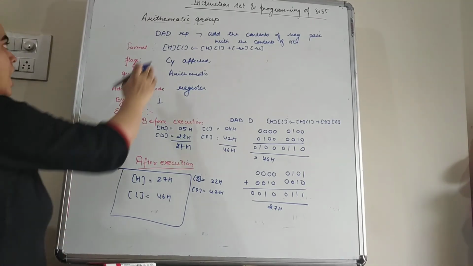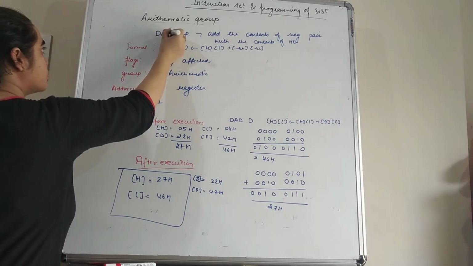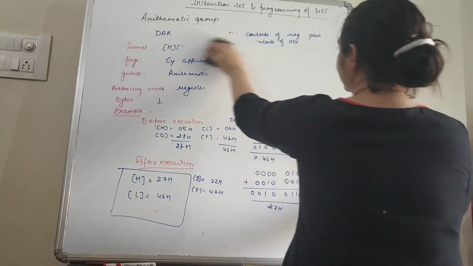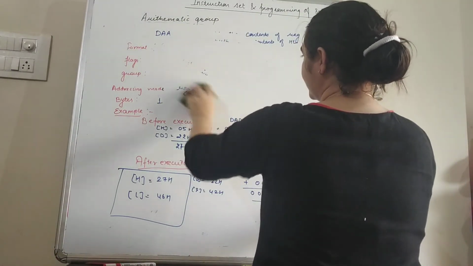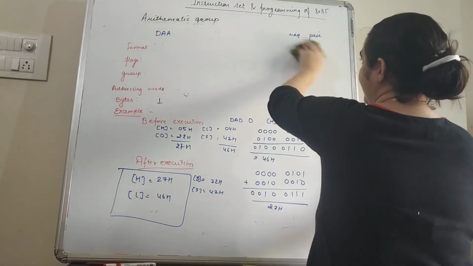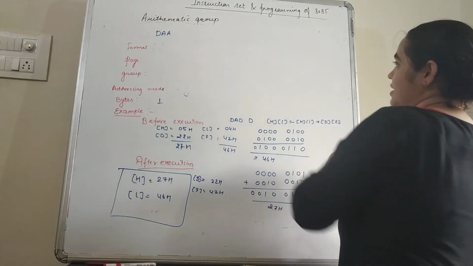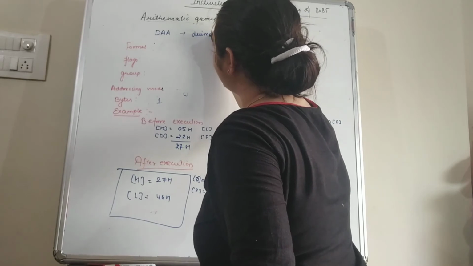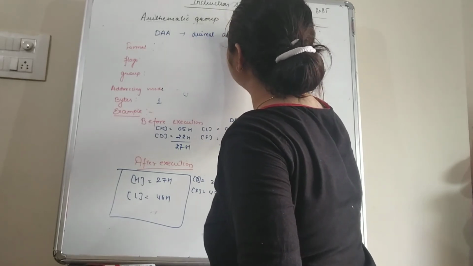Now students, the last instruction of this group is the DAA instruction. DAA is a very important instruction. The full form of DAA can also come for 1 mark. DAA stands for decimal adjust accumulator.